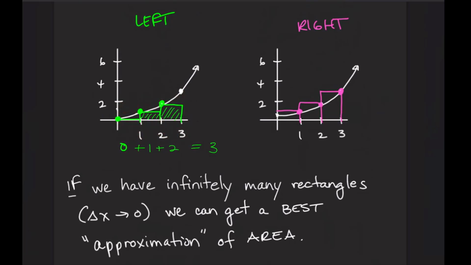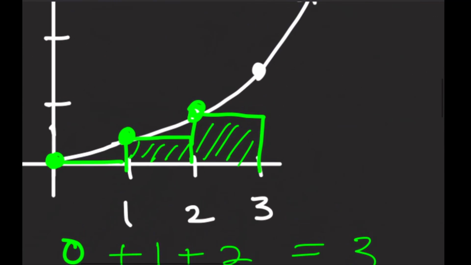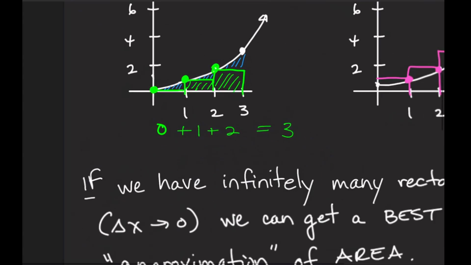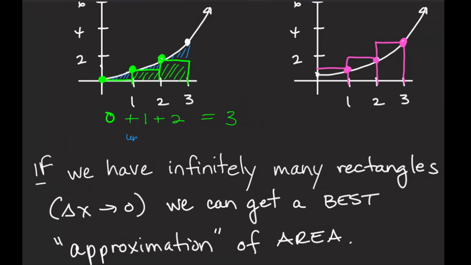But I also notice, if I zoom in really closely here, I'm missing some portion. This is some area under the curve that I'm missing. So this actually gives me an under approximation.